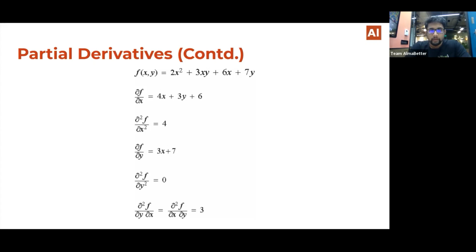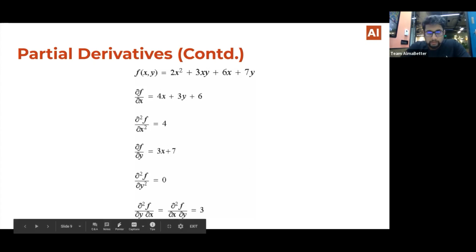Okay, so now I hope the partial derivative part is clear.